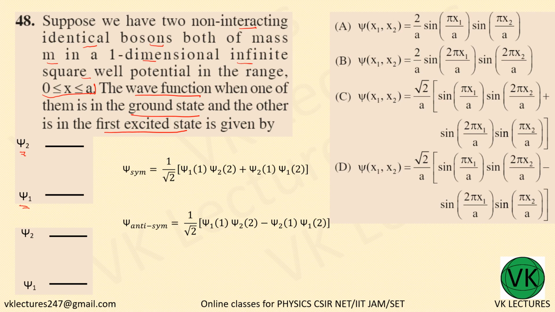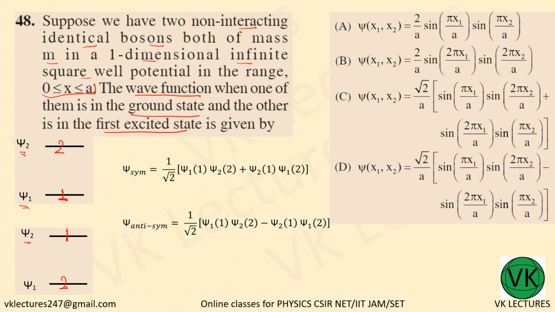Now what are the possible ways? Either the first particle is in the ground state and the second particle in the first excited state, or the ground state is having the second particle and the first excited state is having the first particle. So these are the only possibilities.